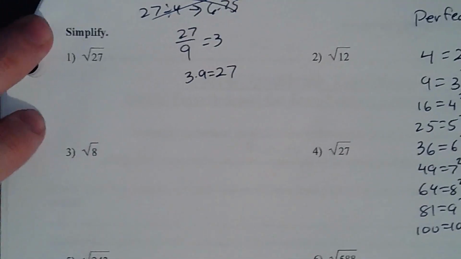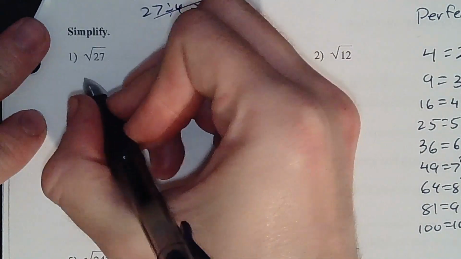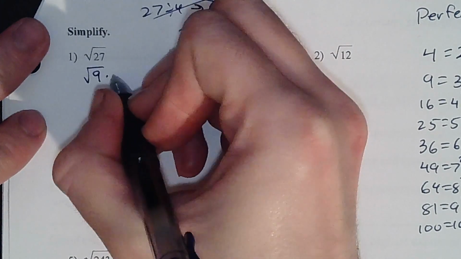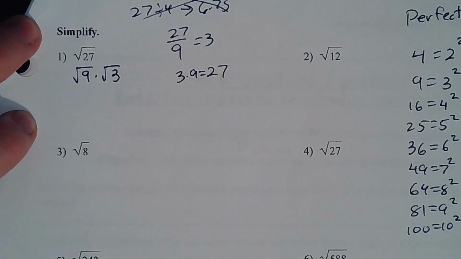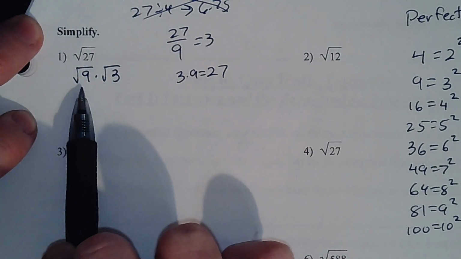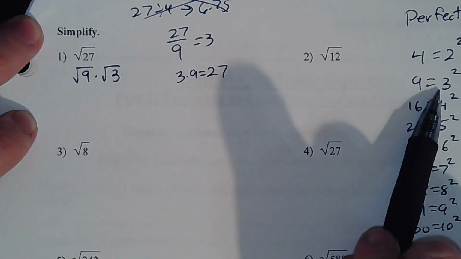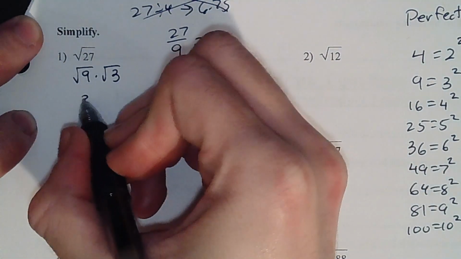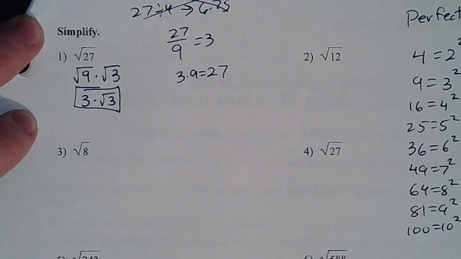Why does that matter? Well, that means I can rewrite the square root of 27 as the square root of 9 multiplied by the square root of 3. And why does that matter? Well, the square root of 9, radical 9, rad 9, it's the same thing as 3. And that's the whole question. You're completely done. There's nothing else you have to do.